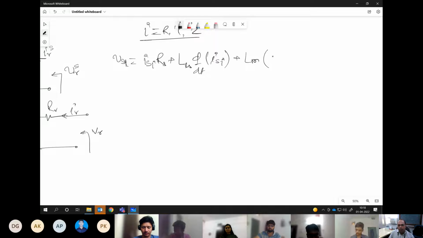plus Lm. Now here we have both the currents coming over there. So for Is, you may write i plus Ir, which is also i. This means any phase R, Y, Z we are referring to. Then we can write the rotor equation.